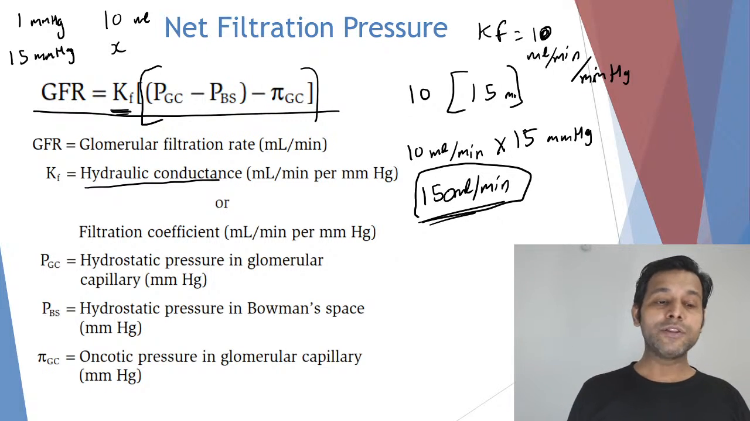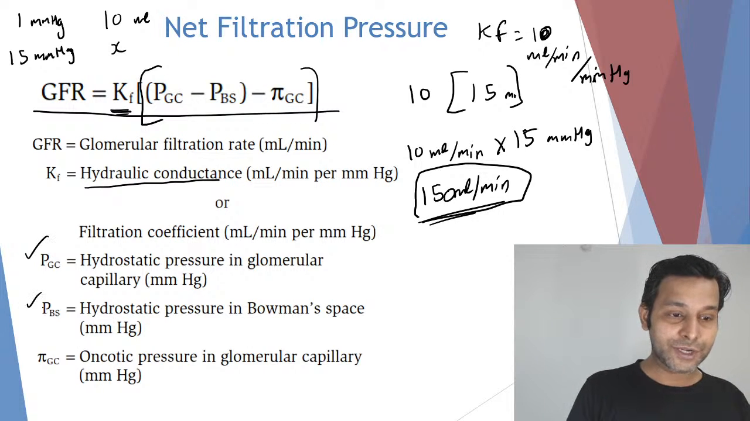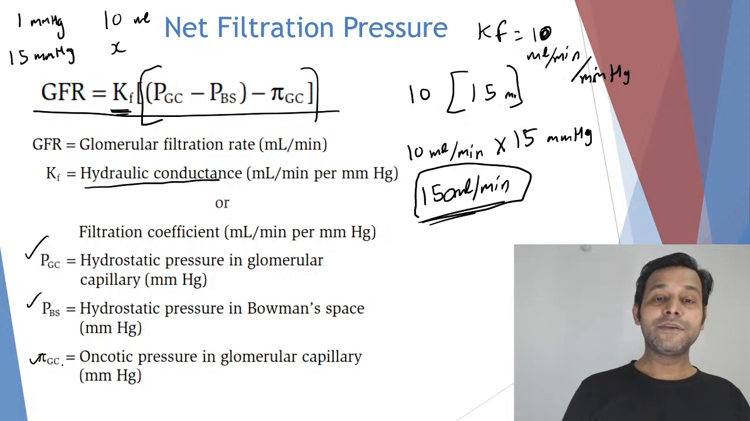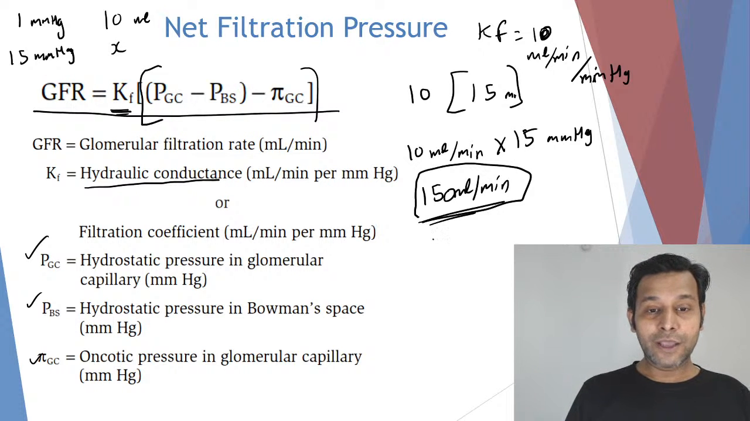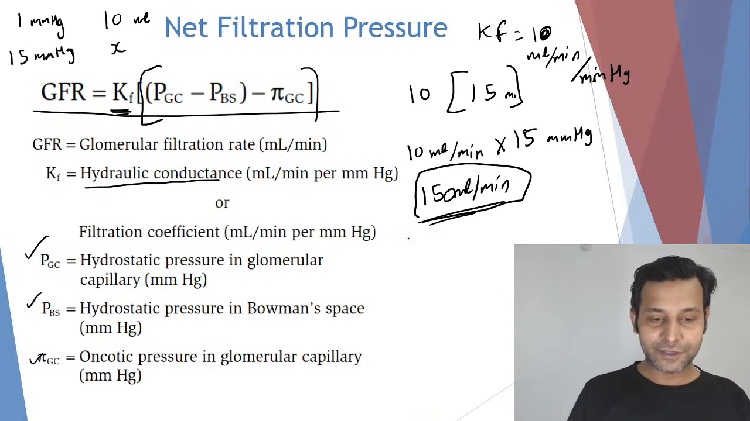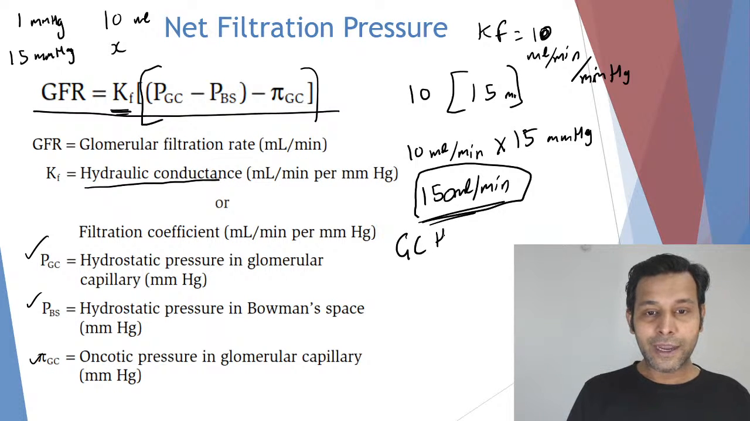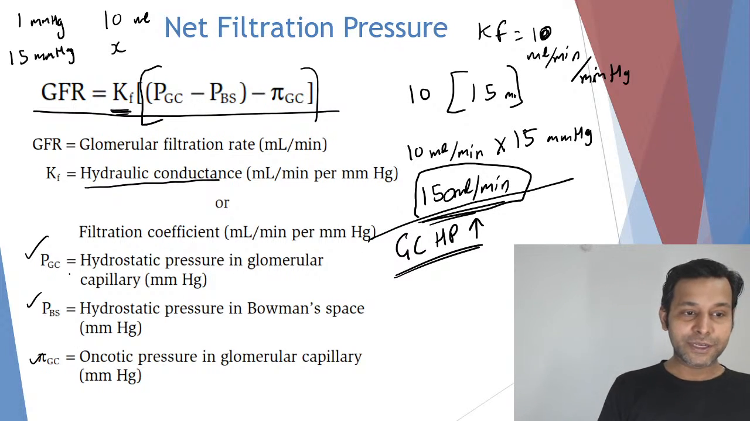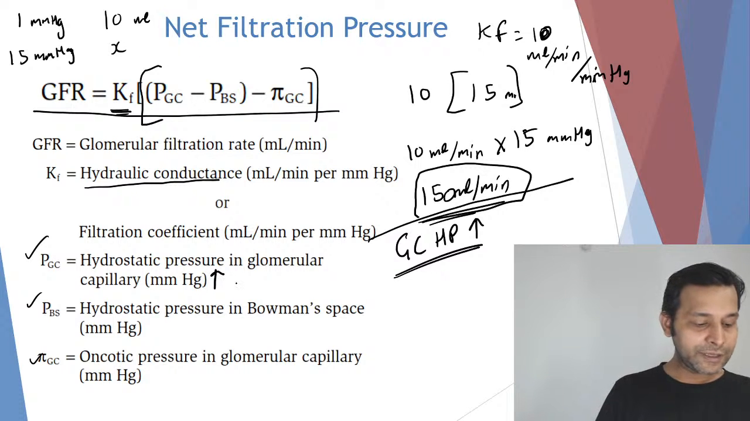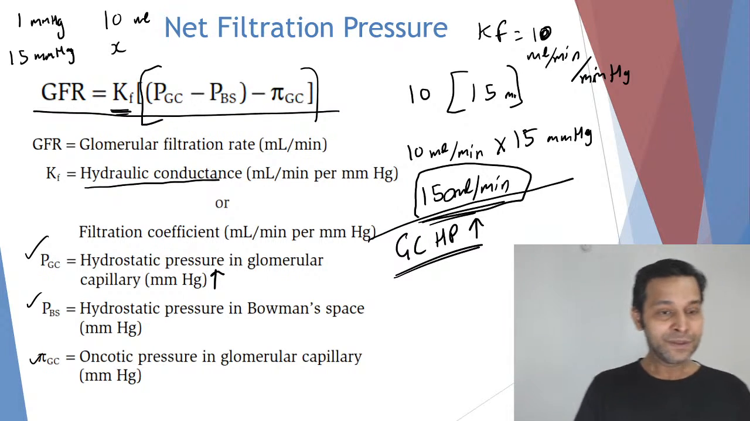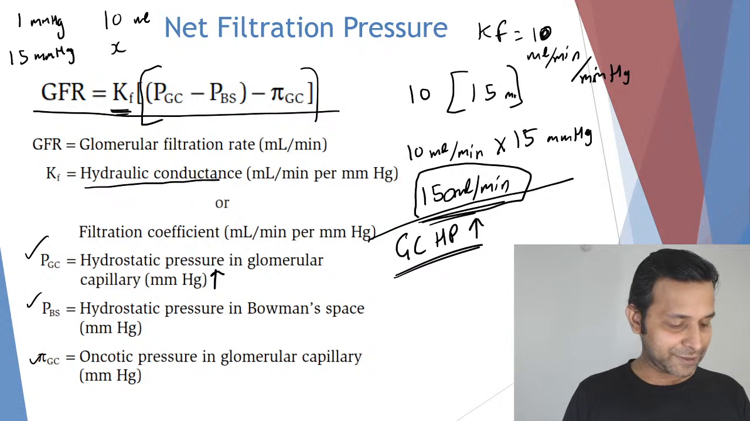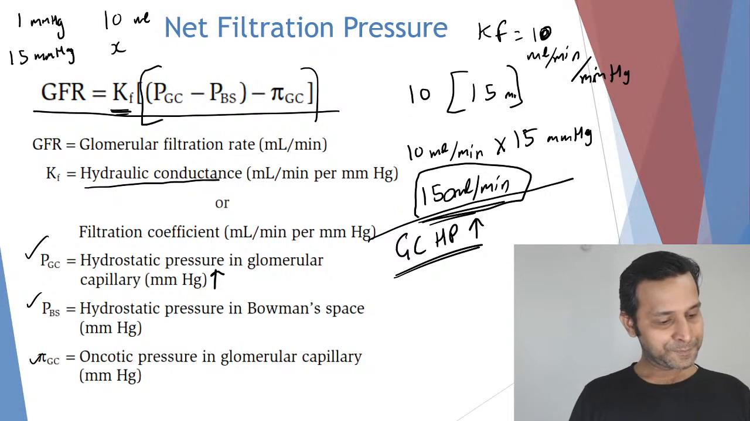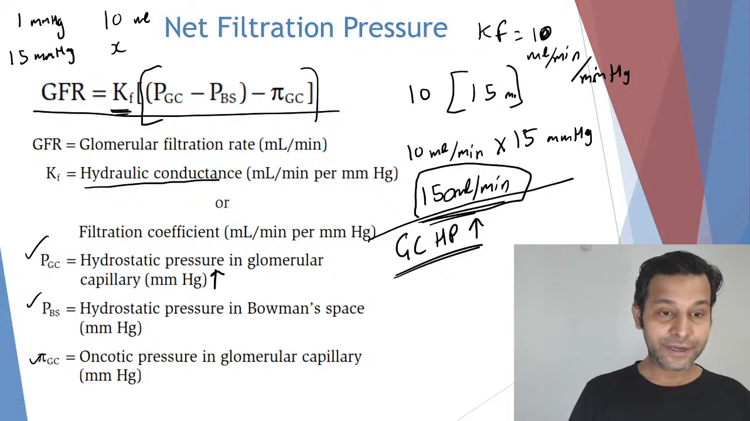Now once you know all these ideas, once you know all these pressures, we can definitely understand or answer the factors which can vary GFR. Suppose I say that glomerular capillary hydrostatic pressure increases. Will the GFR increase or decrease? Please answer this question. If I say that PGC increases, will it increase or decrease GFR? What do you say? Is it going to increase GFR or decrease GFR? Yes, very right. It is going to increase GFR. So GFR will also increase.